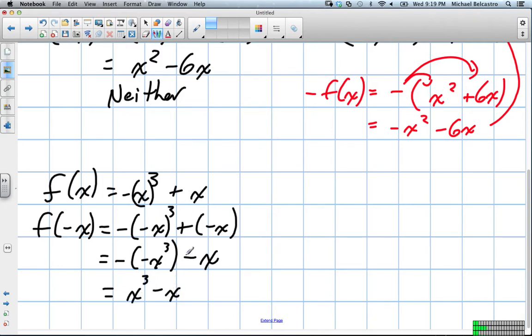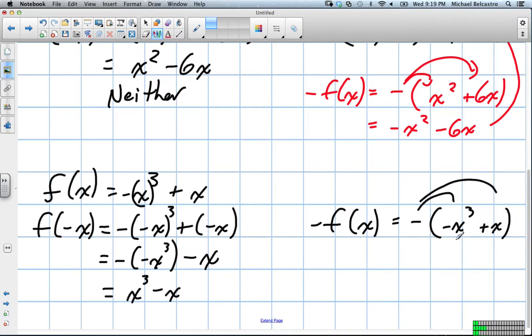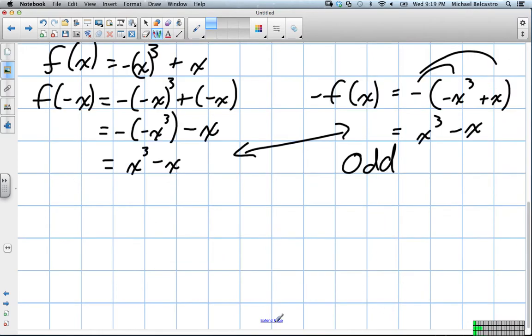Well, it's definitely not what we started with. Let's check if it's the negative of the entire function. To be the negative of the entire function, we essentially distribute a negative to the original function. What's a negative times a negative? Positive x cubed. And positive times a negative? Negative. So that makes sense. Are those equal? Yes. So that is an odd function.